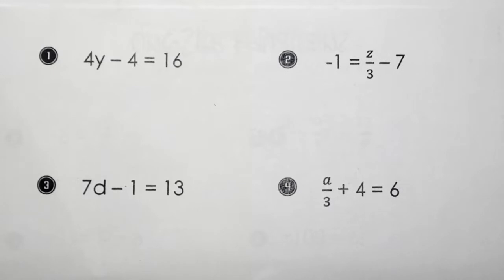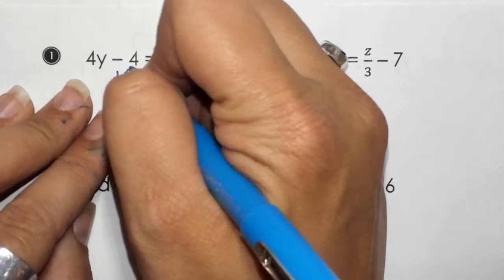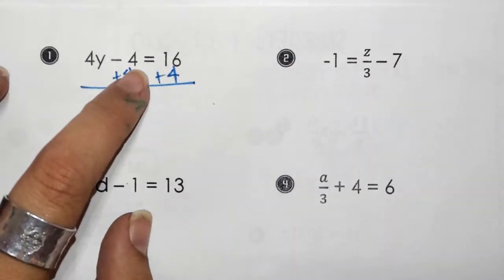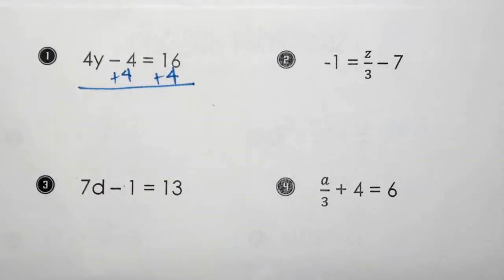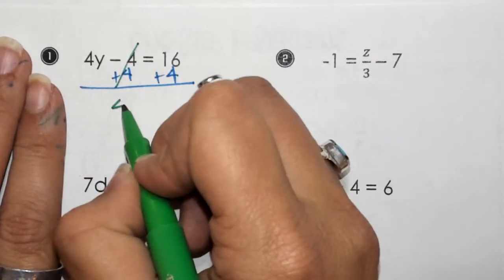Can I help you with number 1? Yes, Deja, tell me what to do first. Okay, so you should add 4 on both sides, right? Now, why do we not combine this negative 4 and the 4y? They're not like terms, right? Awesome. Okay. So we bring down the 4y. Then you divide by 4.